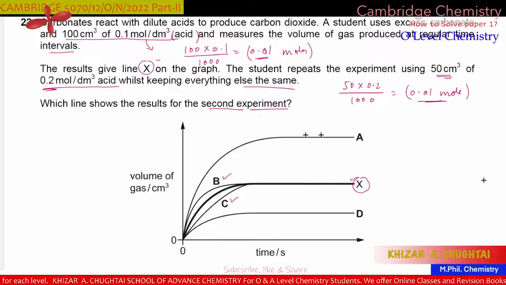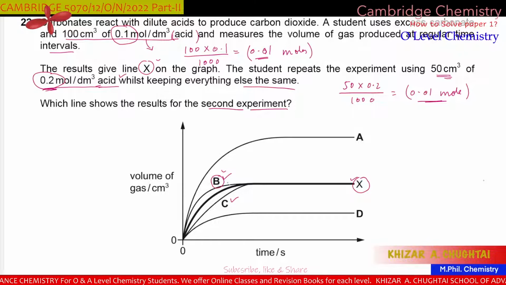Now come towards the speed of a reaction. In the first experiment, that is X, we are using 0.1 mole per dm cube concentration of the acid. In the second experiment, we are using 0.2 mole per dm cube acid. So in this case, the concentration of the acid in the second experiment is double, is higher. So its speed will be higher and its line will be closer to the y-axis. So B is the expression for the second experiment. So B is the correct option.